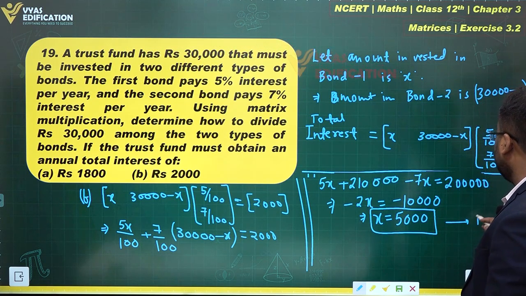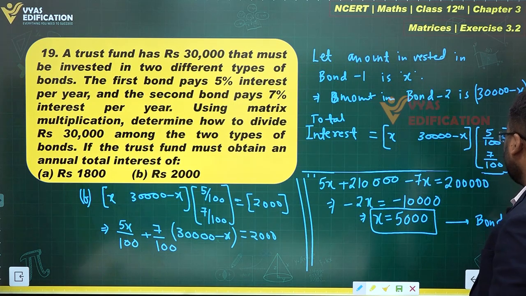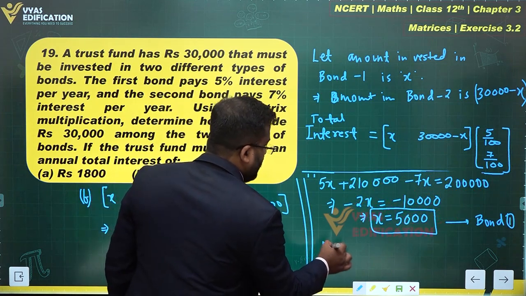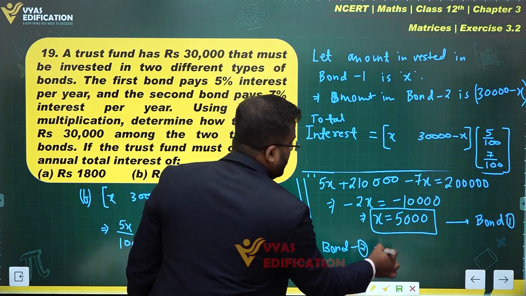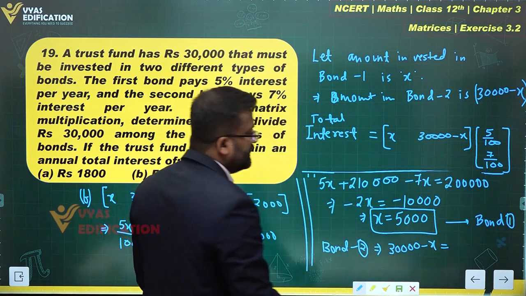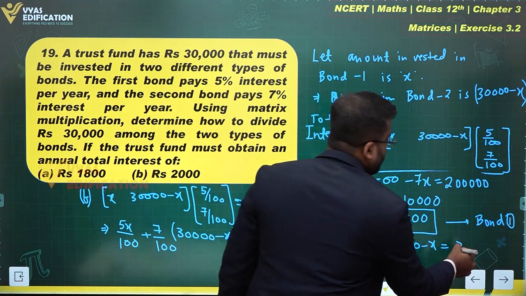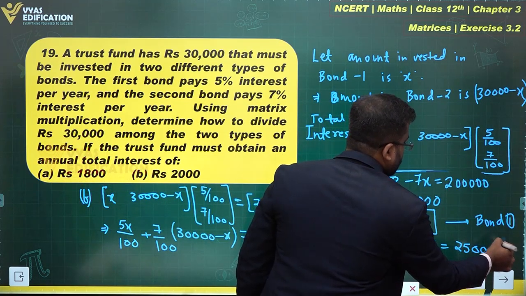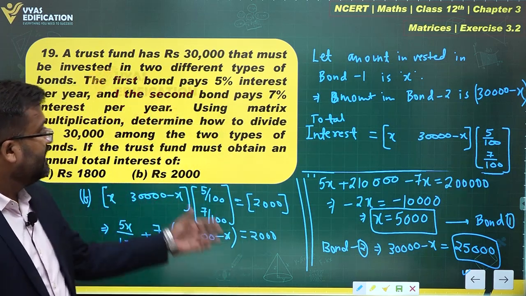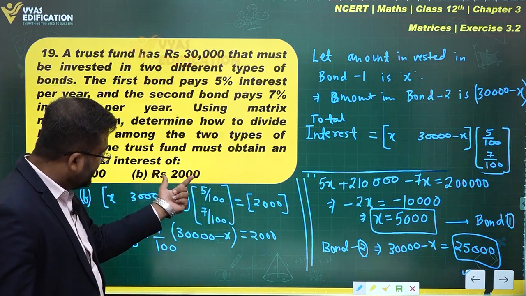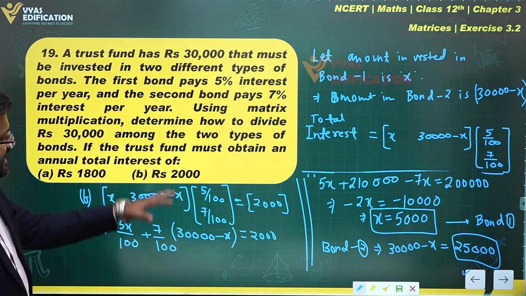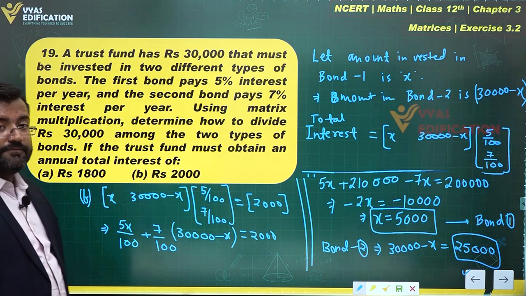Okay, and this is the amount invested in bond 1. What is the amount invested in bond 2 in that case? The amount invested in bond 2 will be 30,000 minus x, which is equal to 30,000 minus 5,000, that is 25,000. This is the amount invested in bond 2. And yes, that is the division of that amount 30,000 to get this interest 2,000. Right. Is that all? Yes, that is the complete solution for this question.